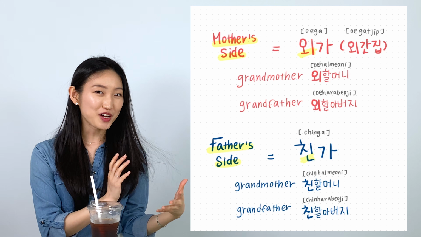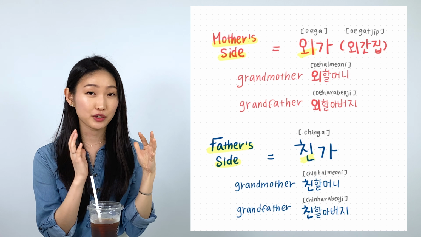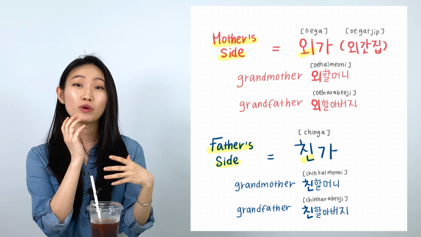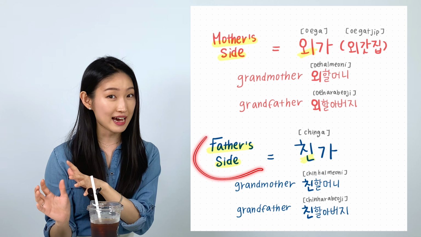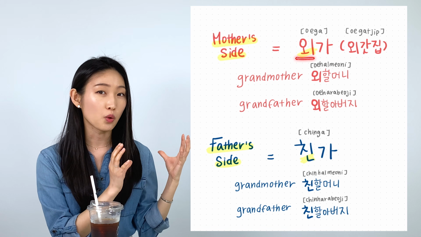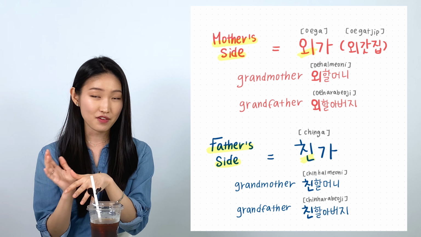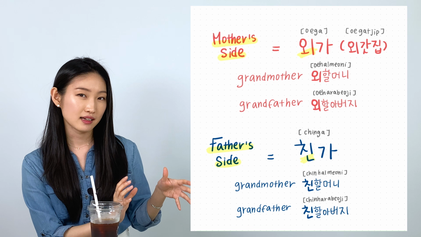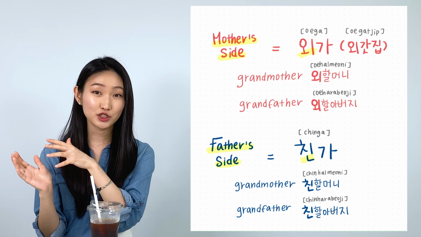Now, before we move on to the grandparents, I have an important thing to explain. So in Korean family trees, we must distinguish the mom's side of the family from the dad's side of the family. So commonly, the mom's side of the family is called 외가. So 외갓집. The dad's side of the family is called 친가. So it has different names for grandparents too.